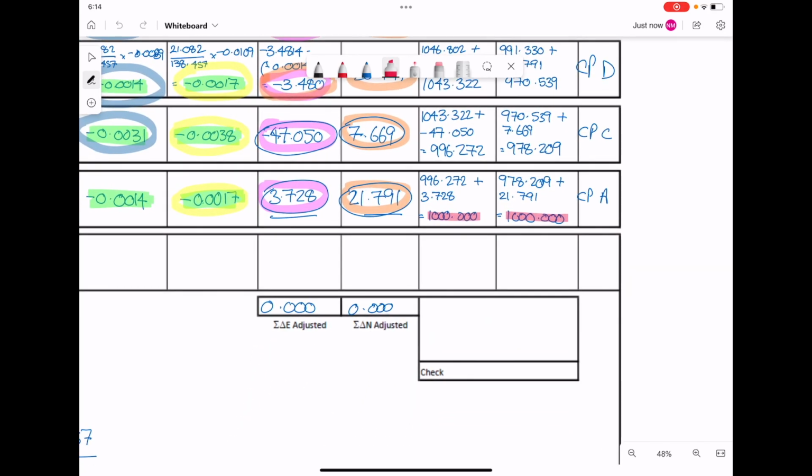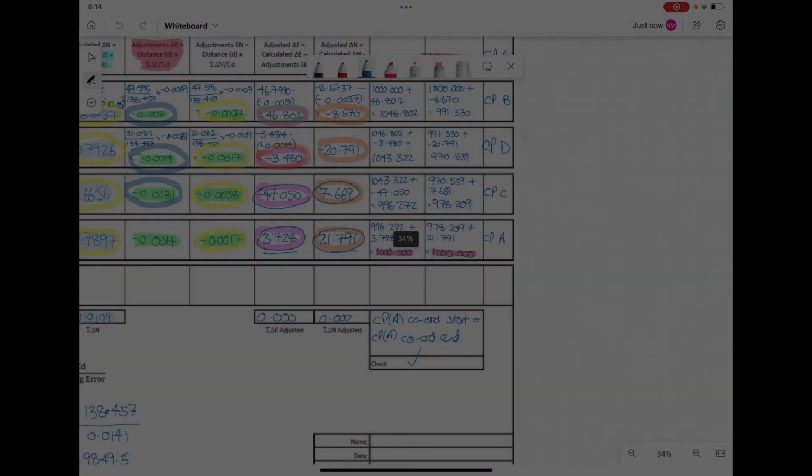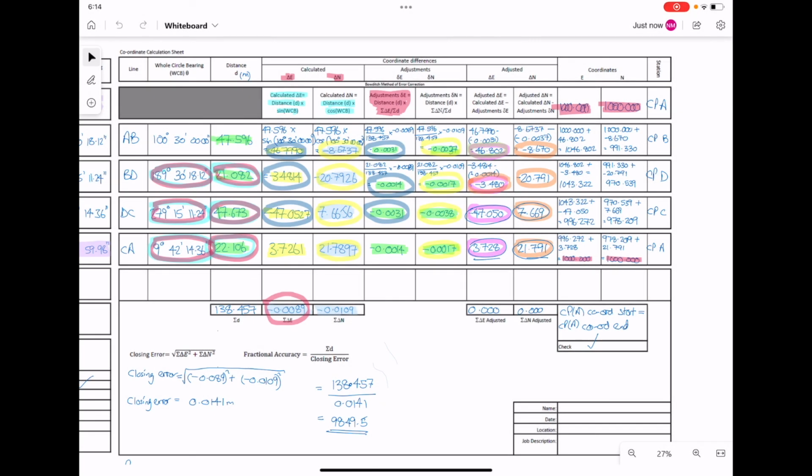We can then state that the control point A coordinates at the start equals control point A coordinates at the end, giving us confidence in all of our calculations. Here you can now see that your coordinate calculation sheet has now been completed.